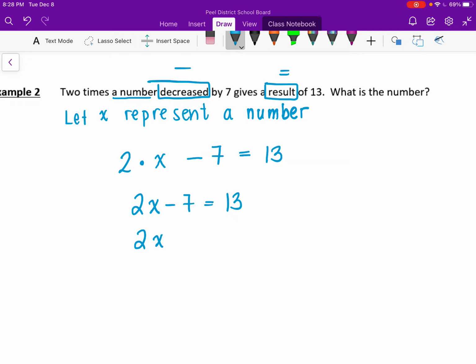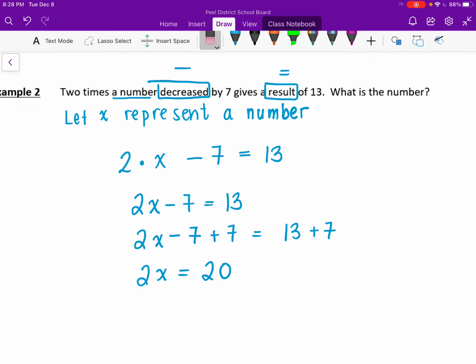I'm going to do 2x. I want to get this 2x by itself, so I'm going to get rid of the 7 by adding 7. Whatever I do to one side, I have to do to the other, so I'm going to do 13 plus 7, right? And then that's going to give me 20, so I'm going to have 2x equals 13 plus 7, which is 20.